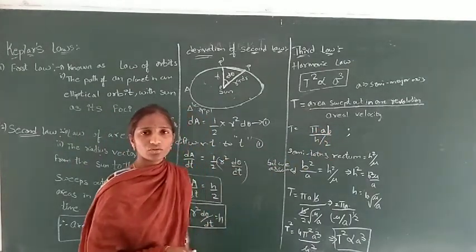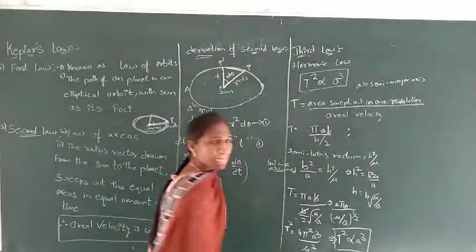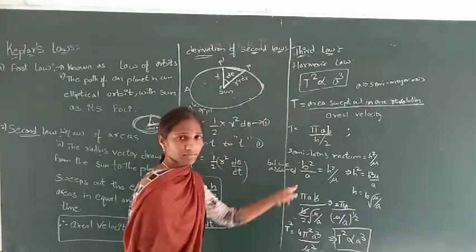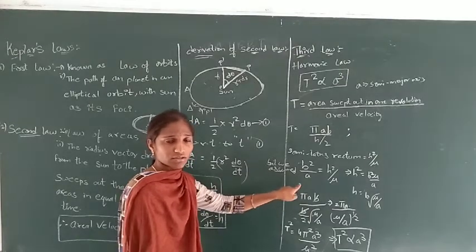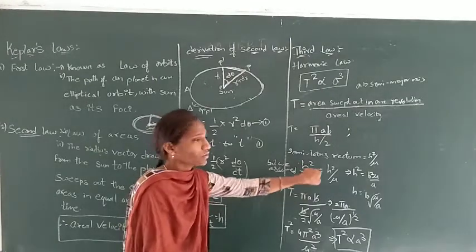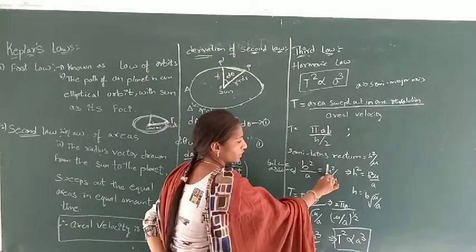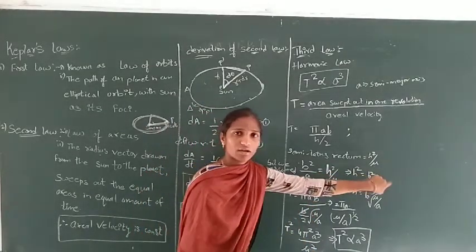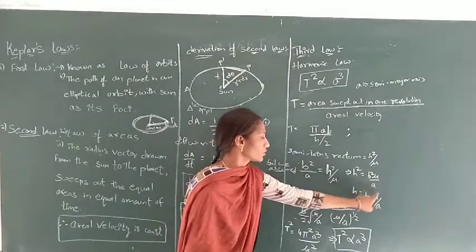In the first law, we know that the semi-latus rectum l is equal to h square by mu. But we derived finally that the semi-latus rectum is b square by a, which is the square of the semi-minor axis divided by the semi-major axis. So b square by a is equal to h square by mu. We can calculate the h value: h square is equal to b square mu by a, and h is equal to b times the square root of mu by a.